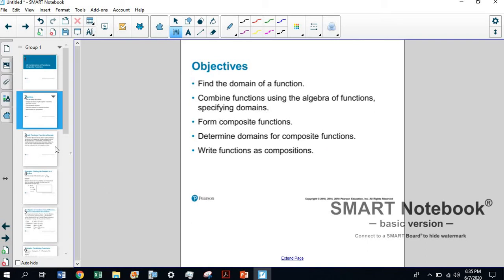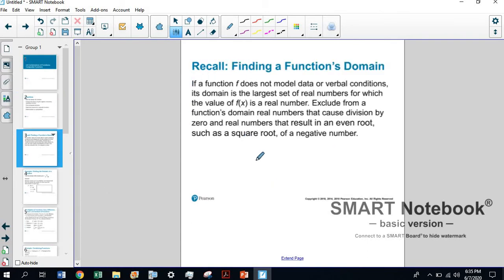Okay, so remember that when you're finding a domain, if it does not model data or verbal stuff, if it's not a model, if it's just a function, f of x, then the domain is the largest set of real numbers for which any value of f of x is defined as a real number. So for example, if you have an even root, like a square root, you can't have a negative number. If you have a fraction, you can't divide by 0. So stuff like that's what we're talking about. And those are really the only two times that we're going to have to worry about this.